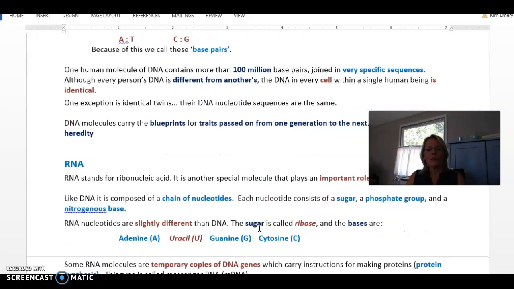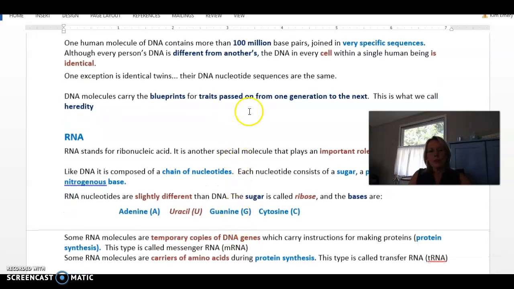Although every person's DNA is different from one another's, the DNA in every one of our cells within a single human body is exactly the same. The one exception is with identical twins. Identical twins have the same DNA sequence in every single one of their cells, but theirs is also identical to their identical twin. So that's the one exception.